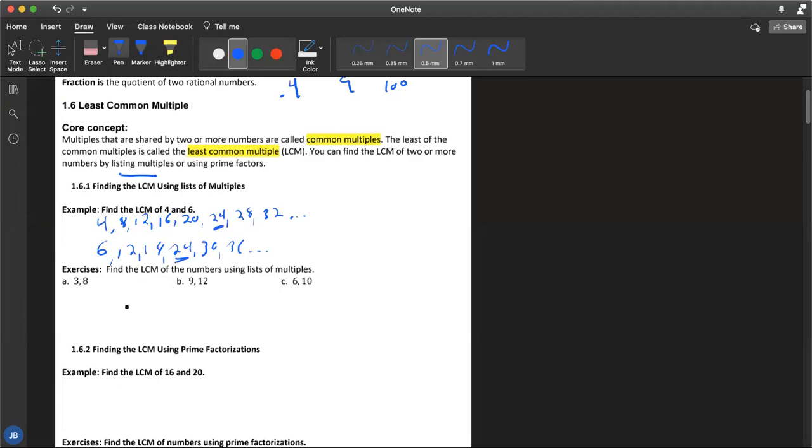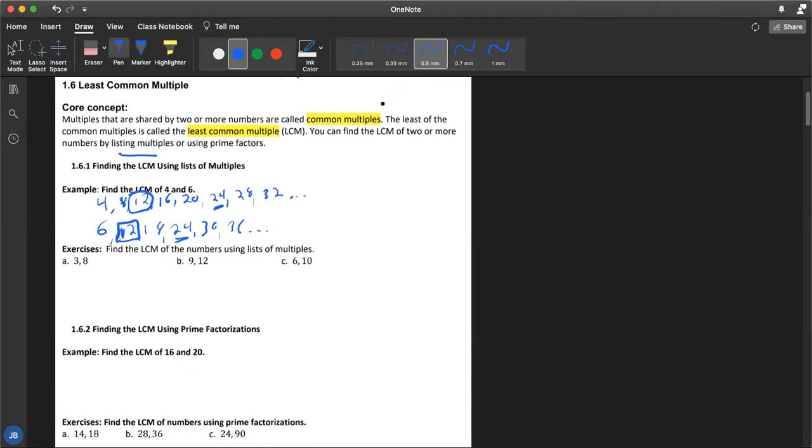Because it's in both of them? No. And why not? Because it's not the least common multiple. It's only a common multiple. Perfect. So then what would our least common multiple be, Alina? 12. Perfect. So we have a smaller one than 24, which is 12. And so the least common multiple of 4 and 6 would be 12. Great job.